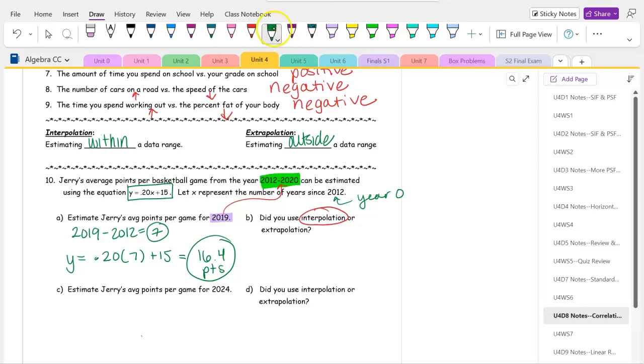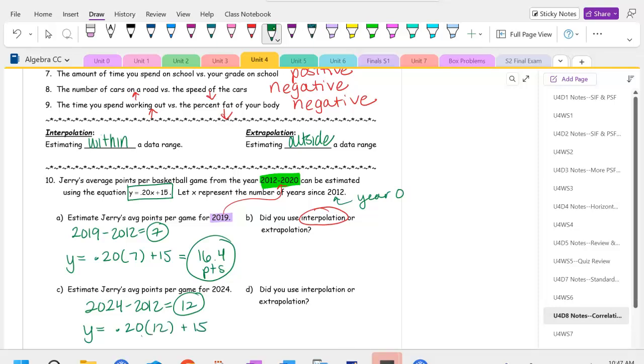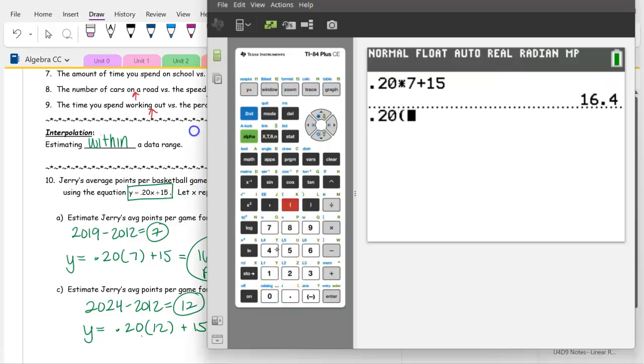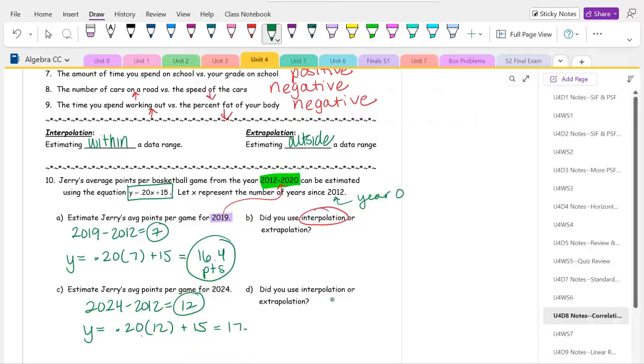All right, so now we're going to go ahead and we're going to estimate Jerry's points per game for 2024. Again, we're starting at 2012, so let's go ahead and subtract those 2 values to see how many years have passed. This is 12 years, and now that's the number that you're putting in place of X. And then we'll just type it straight in. And we get 17.4 points.